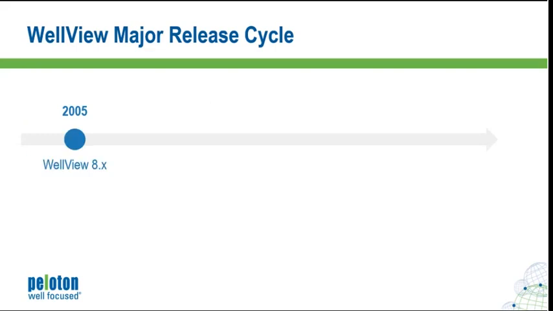So we typically have a major release of WellView every 4 to 5 years. A major release of WellView involves changes to the data model. Generally, it's growth, but sometimes there are underlying table changes. This is a big deal.